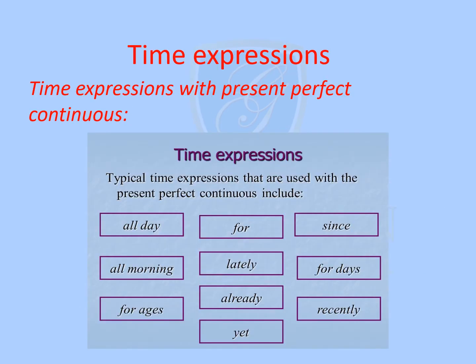Which time expressions do we use with present perfect continuous? There are some typical time expressions that are used with it. They include these: all day, for, since, all morning, lately, for days, for ages, already, yet, recently. So all of them can be used with present perfect continuous.